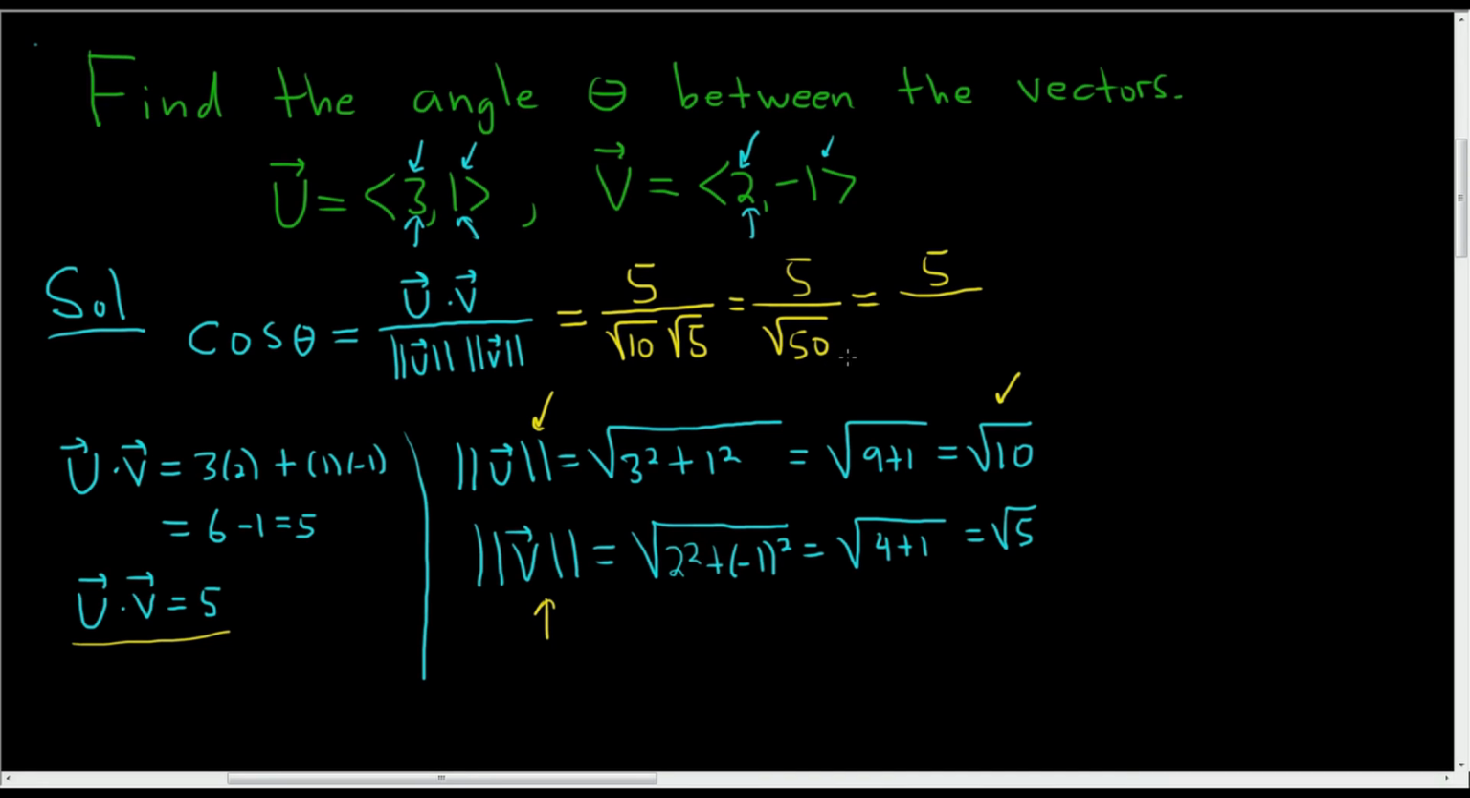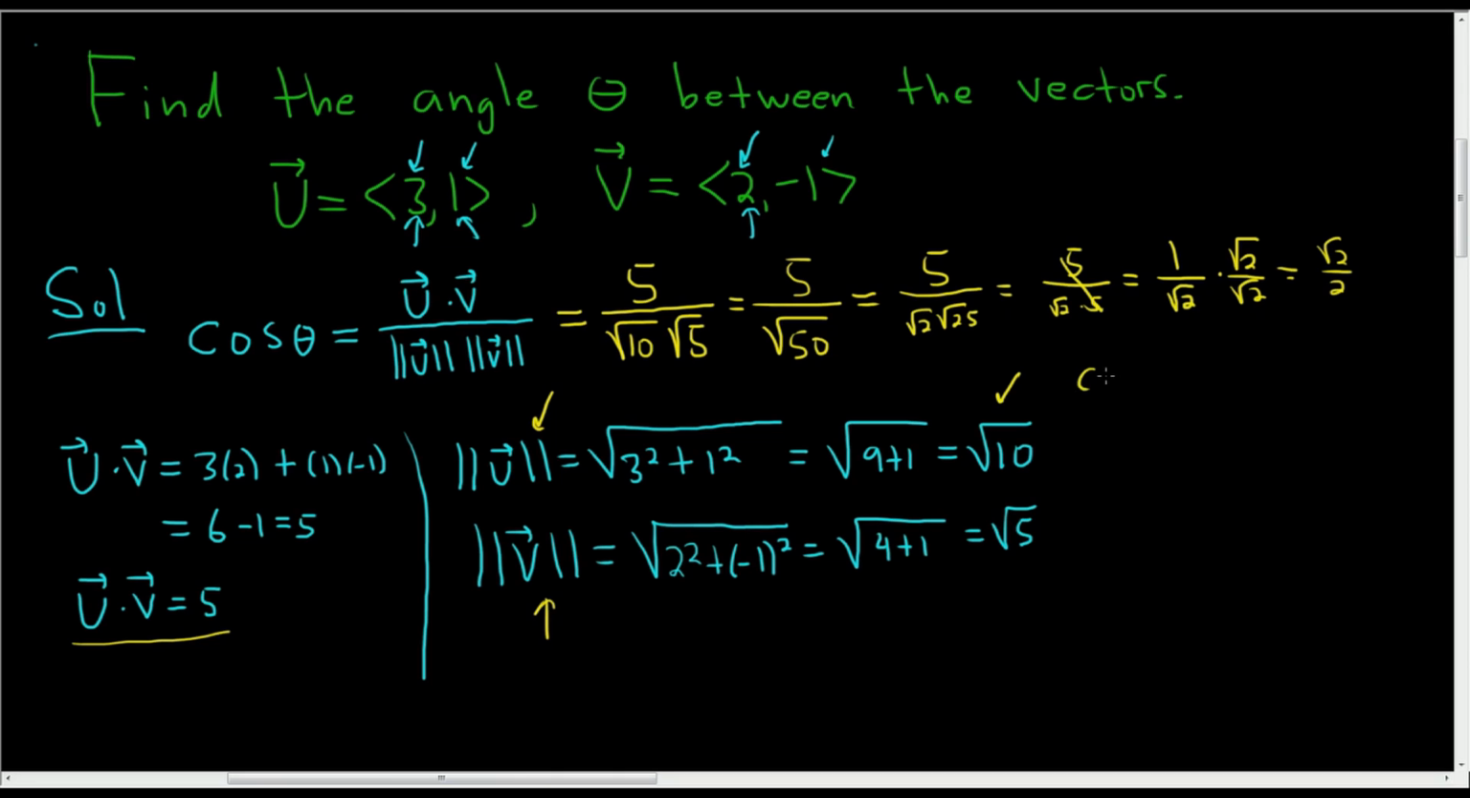To simplify the square root of 50, the way I do it is I ask myself, what is the largest factor of 50 that's a perfect square? Well, 25. So this is square root of 2 times the square root of 25. So this is 5 over the square root of 2 times 5. The 5's cancel, so we get 1 over the square root of 2. This can be rationalized. You multiply by the square root of 2 over the square root of 2, and so we get the square root of 2 over 2.